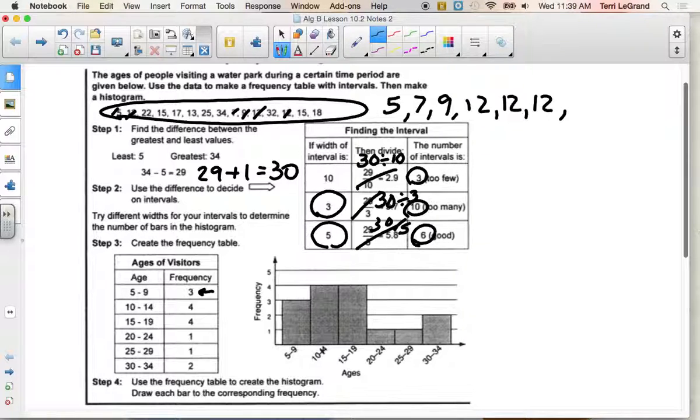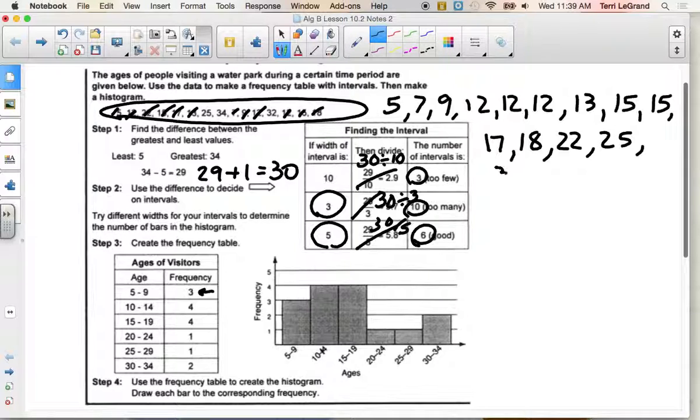15. 2 15s. 17. No, we got a 13 in there. Okay, so we're going to change this 15 to a 13. And then the 15, and then we have 2 15s. Then 17, and 18. Then 25. No, 22. Oh yeah, 22 next, okay. Then 25.